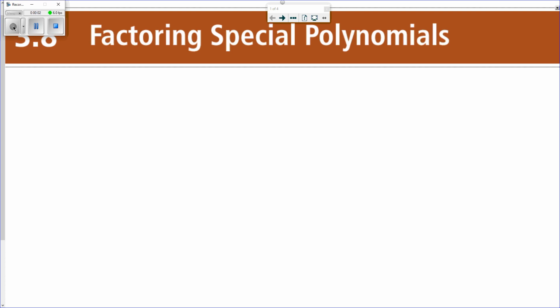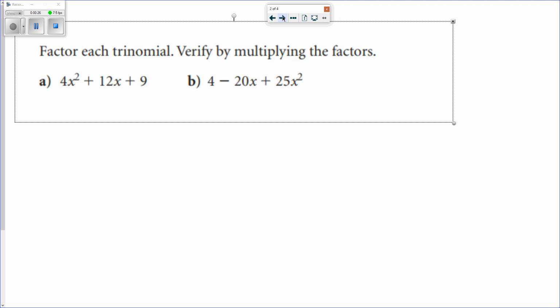Right, Chapter 3, Topic 8, Factoring Special Polynomials. There's nothing particularly special about it until the last example. So the first couple of examples will just be good practice on how to factor polynomials. So first we're going to factor one of those trinomials. We'll do the first one.